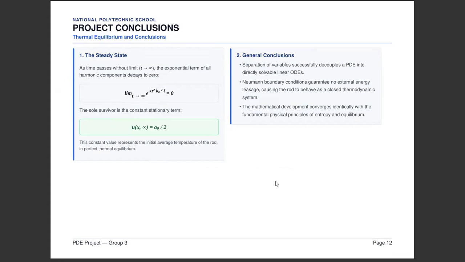Finally, we conclude that the method of separation of variables is an effective analytical technique for solving the one-dimensional heat equation. The eigenvalues, eigenfunctions, and Fourier coefficients are essential for constructing the solution. Moreover, the analytical solution accurately describes the physical process of heat diffusion until thermal equilibrium is reached.